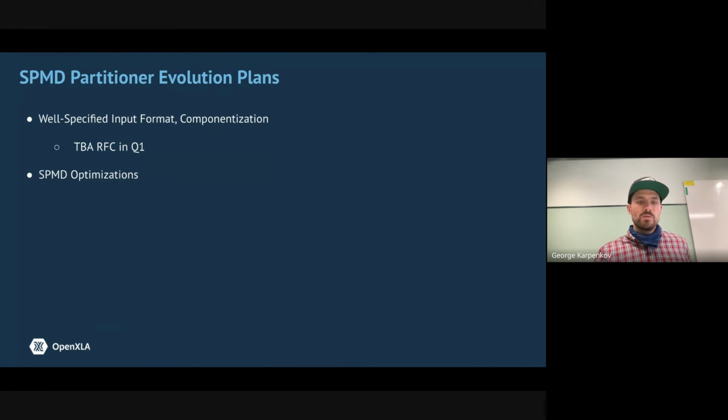So there is work to evolve the SPMD partitioner. We do hear various complaints that the specifications for how operations should be sharded are not well specified, and it's mostly a collection of custom calls a few people understand. So the goal is to have a spec implementation. Potentially, it could be componentized and outside of the XLA compiler, a StableHLO pure transformation. And then a bunch of SPMD optimizations are also in development. Are there any questions on SPMD partitioner? I'm not sure if I can answer them, but I can do my best.